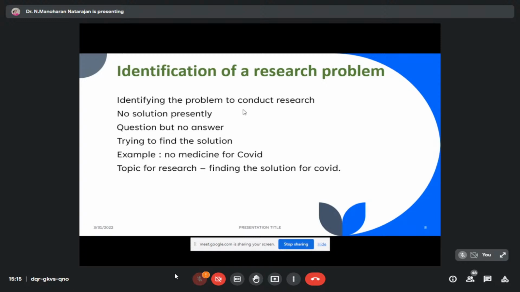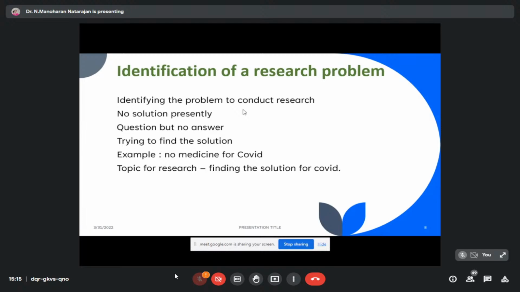There are so many questions, but there won't be any answer for that question, so we have to find a solution. That is, trying to find a solution, or if a solution already exists, that solution is to be enhanced in order to find the correct or apt answer for your question. This is identifying the problem. We are going to work on this problem.